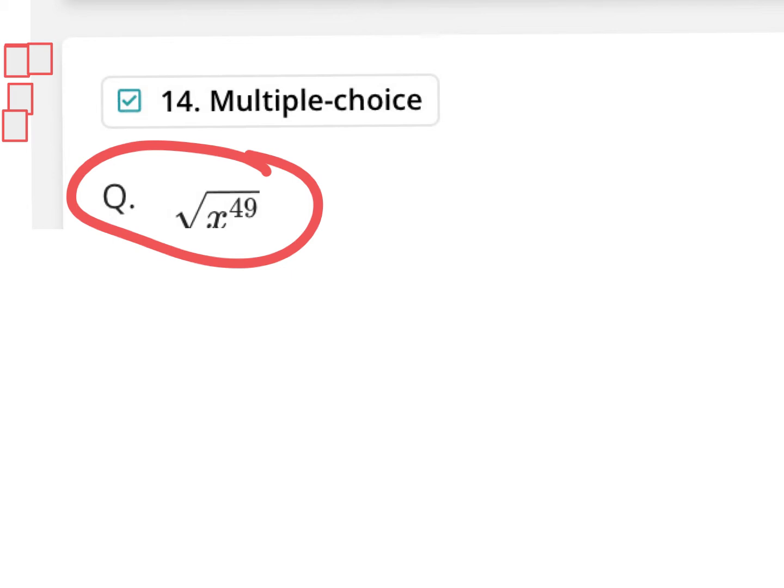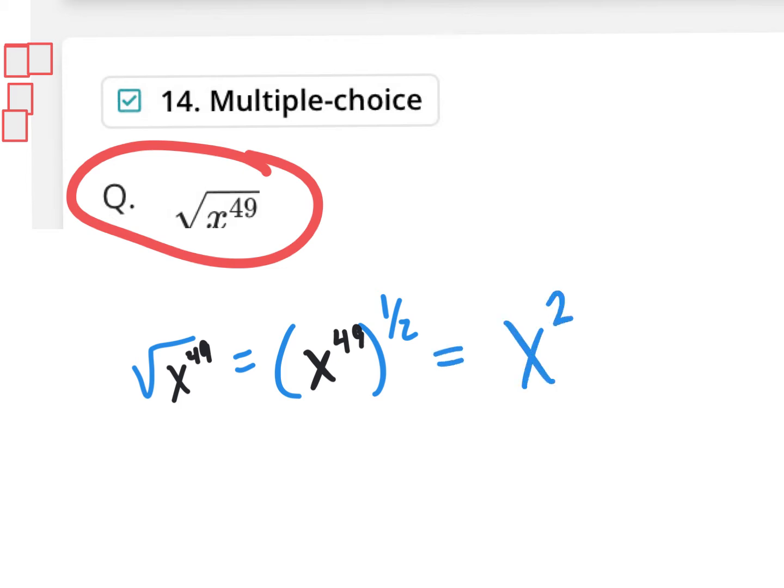So we must remember that a square root is really the power of 1/2. So on the inside of the parentheses, we have x to the 49th power, which means that when you multiply a power to a power, you must multiply those powers. So you really have 49 times half. So what is half of 49? Well, that would be 24.5, right? So this is one way of doing it, where you get your answer x to the 24 and 1/2 power. But then you would have to split it.